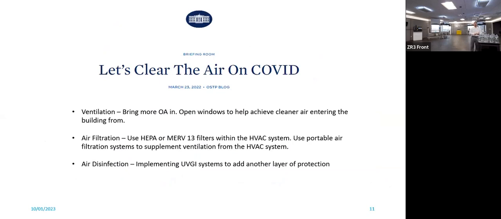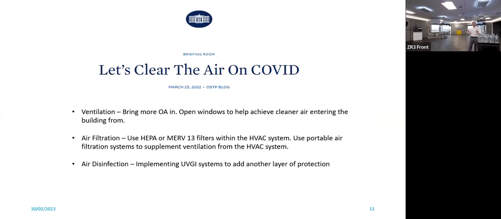Ventilation: bring more outside air in, open windows. But now we have outside pollution. We're looking at school districts or even offices in cities, inner cities, where the air quality isn't good. You don't want to bring that in because now you're breathing in nitric oxide and other pollutants as well. So you're actually creating a more dirty atmosphere.